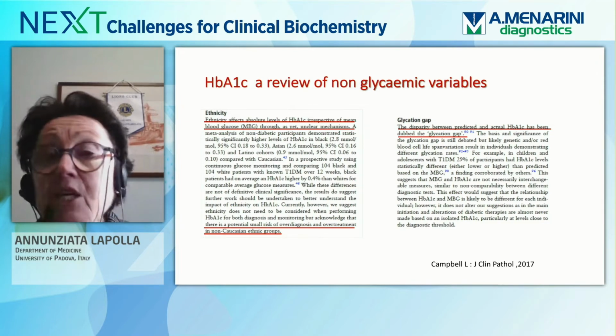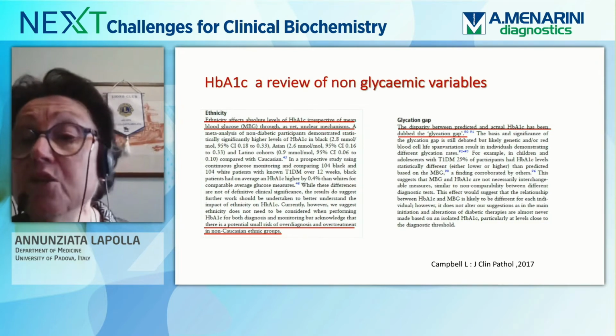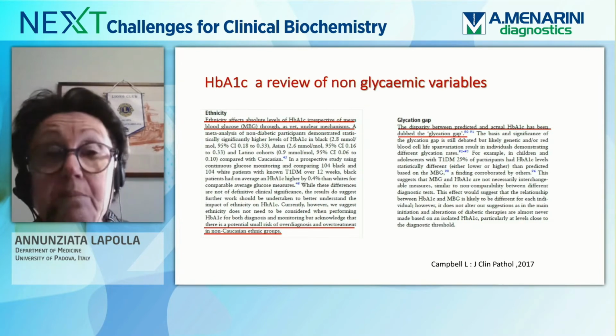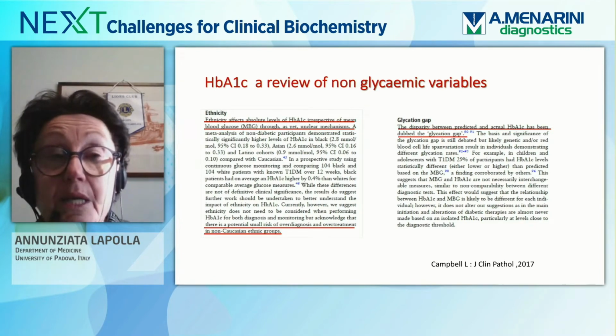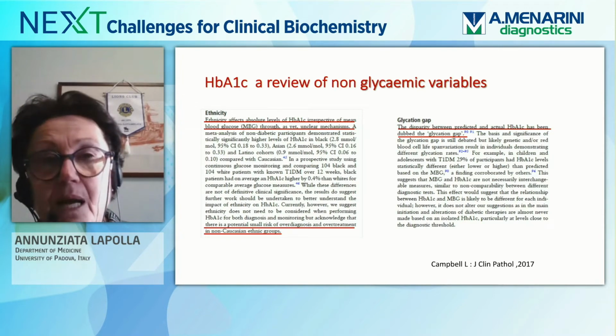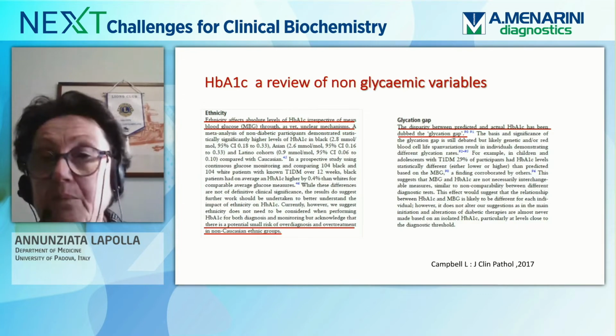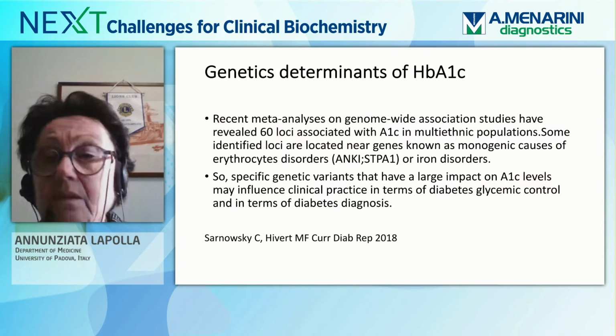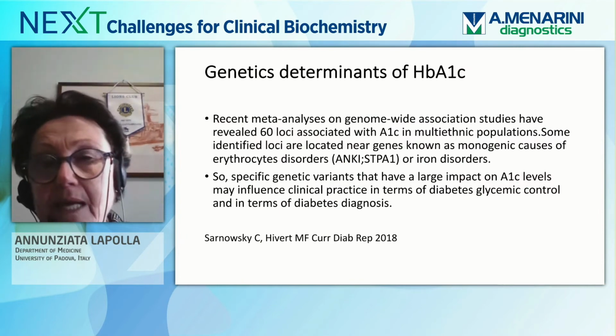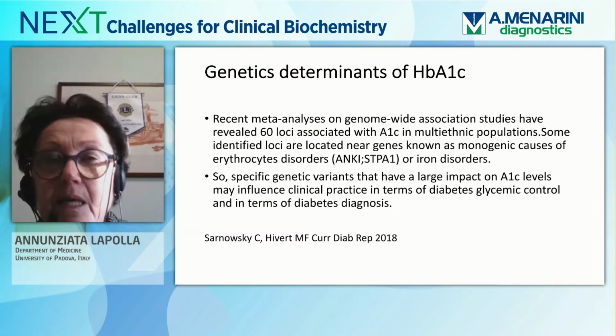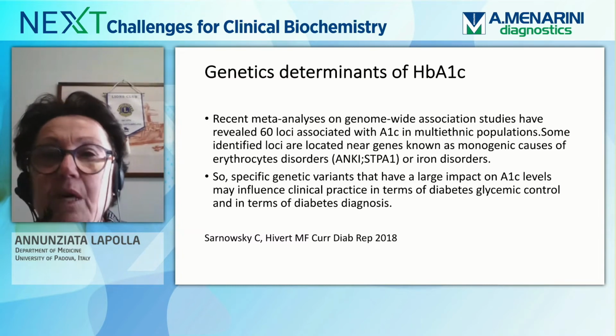And also the glycation gap is important. The glycation gap is based on the poor correlation between HbA1c and plasma glucose levels. There are a lot of motivations that can increase this glycation gap. And the most important is the genetic determinants of HbA1c.